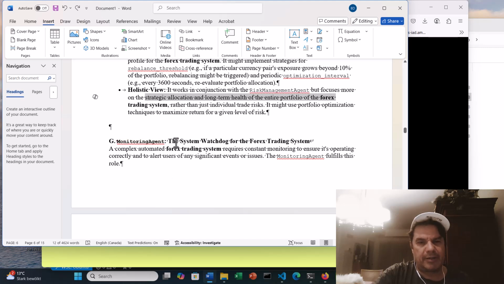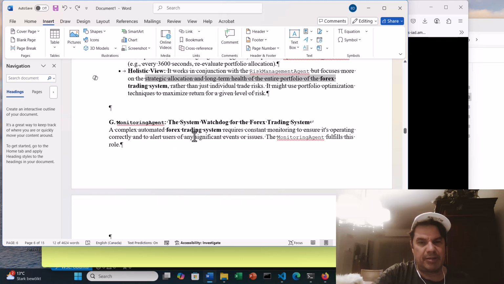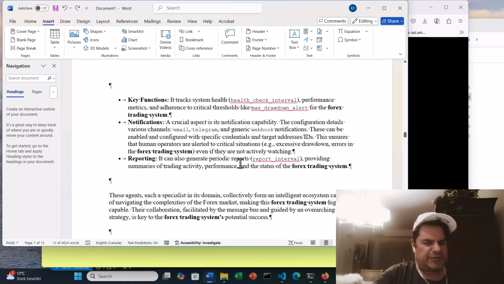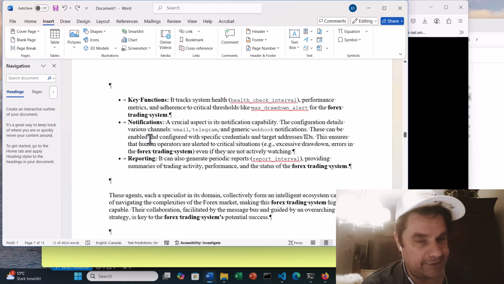So now we have a monitoring agent, the watchdog. A complex automated system requires constant monitoring to ensure it's operating correctly and to alert users of any significant events or issues. So this is fully autonomous. It checks the system health and adherence to critical thresholds, like the max drawdown alert. If something crashes, it'll just close out everything if it can. You don't want to get caught up in a falling knife environment.